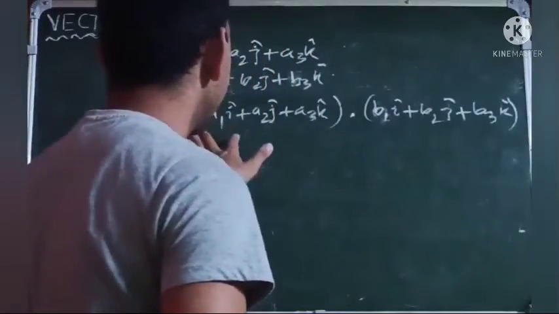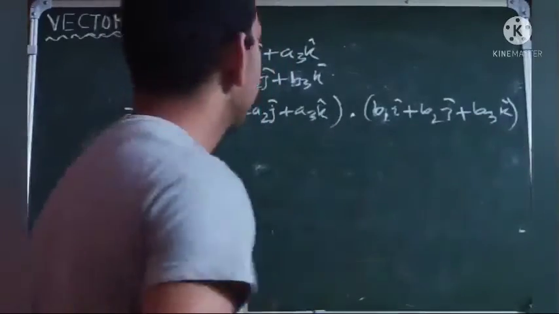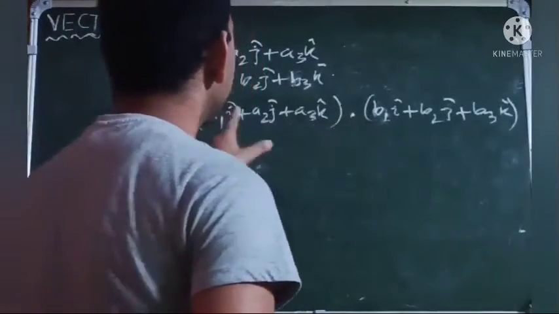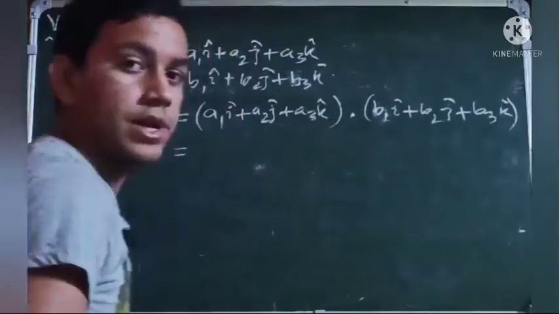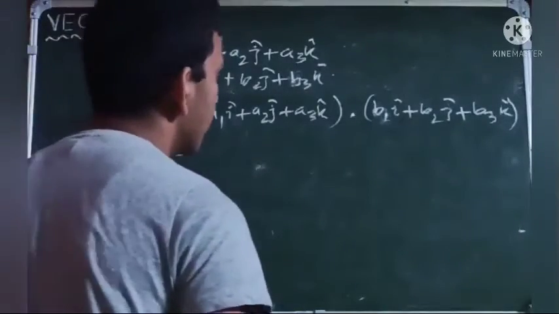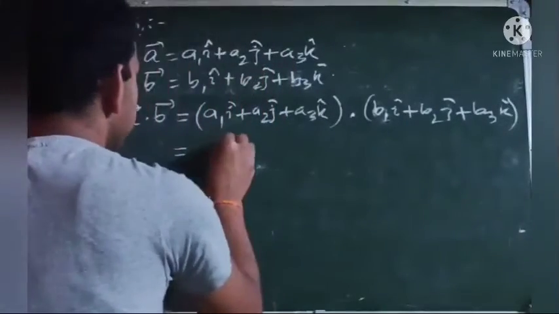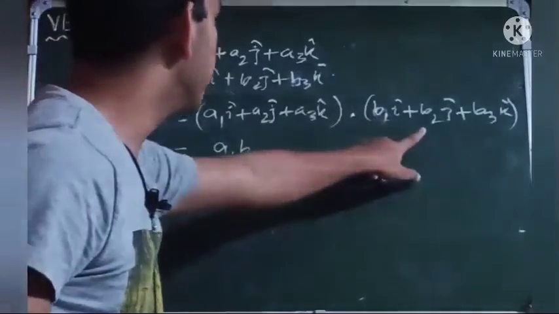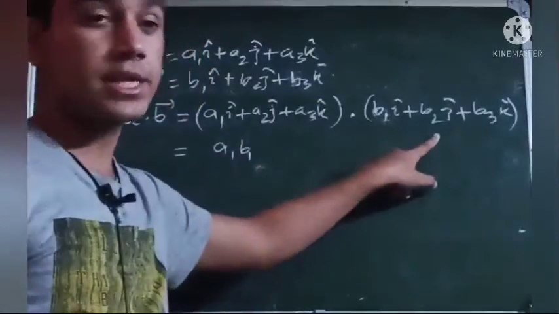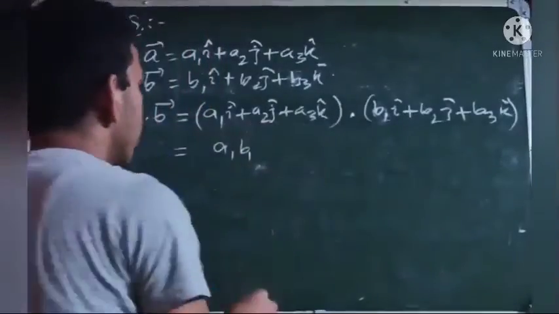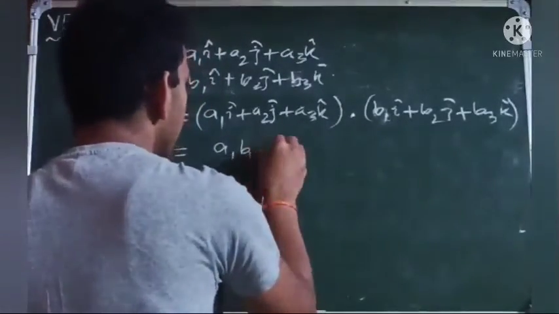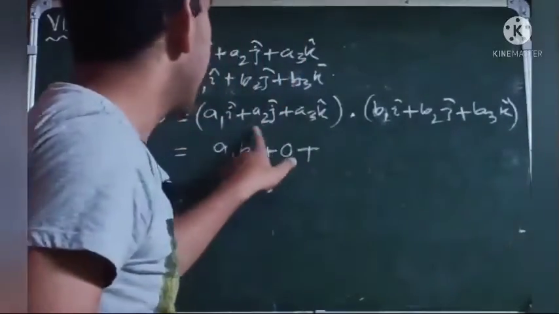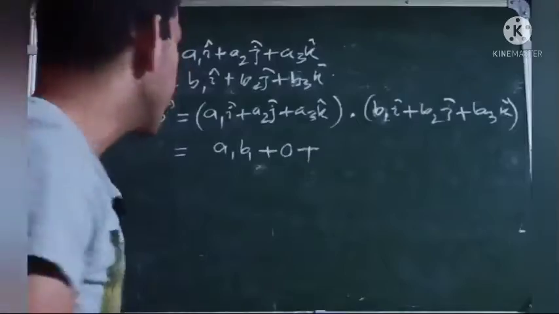Next we have to multiply a1 i cap with this whole term. It means a1 b1 i cap dot i cap. We have learned it is 1, so we will get a1 b1. Next one is a1 b2 i cap dot j cap, and it is going to be 0 because these are orthogonal vectors, plus 0 plus a1 b3 i cap dot k cap, and it is also going to be 0.